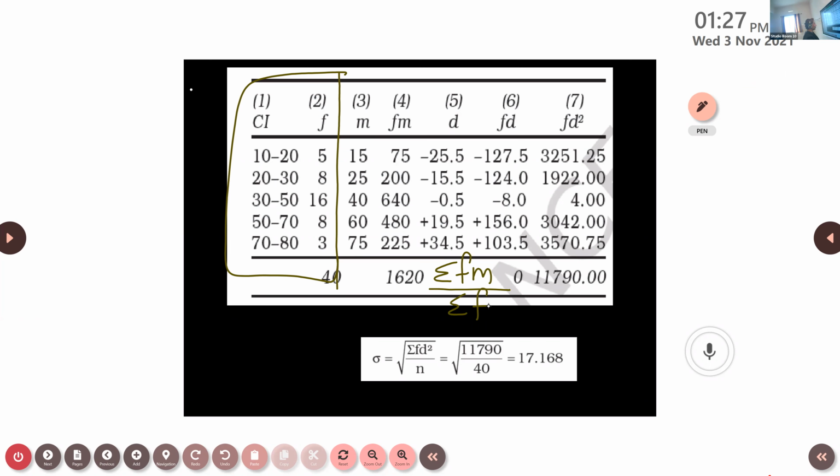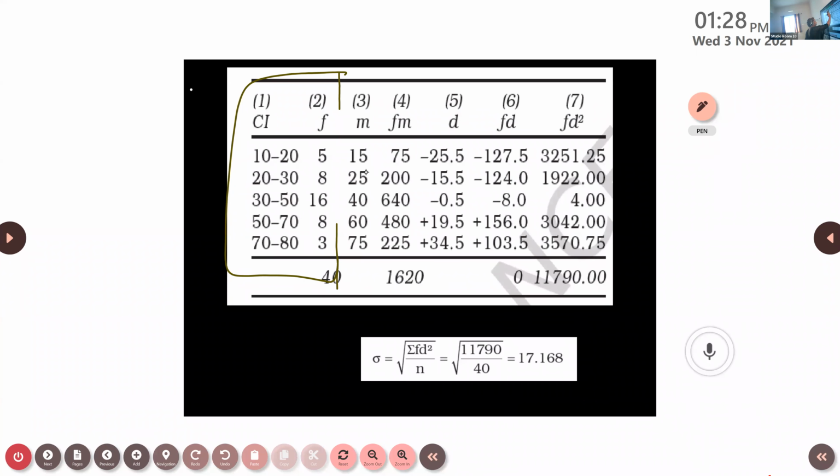So in this, to calculate mean, we need M. Okay. Got it what I said? So next column, you should find M. Because to get the mean, you should find M, then FM, then only you will be able to find mean. Okay. So here M we are taking, this is the mid value. 10 to 20, mid value is 15. 20 to 30, mid value is 25. 30 to 50, mid value is 40. Like that, here mid values are found.